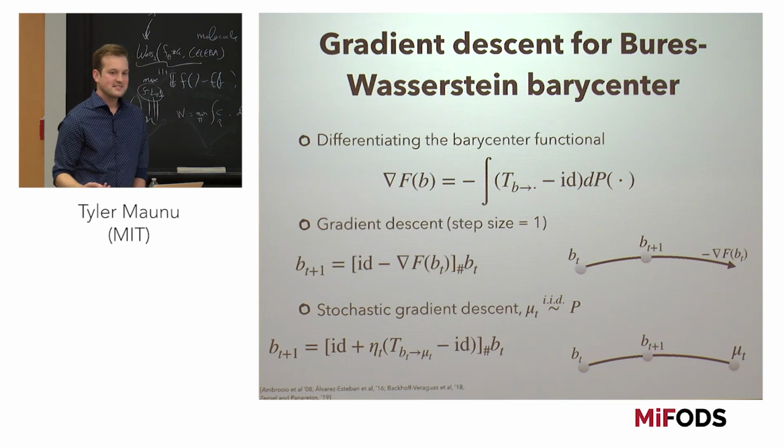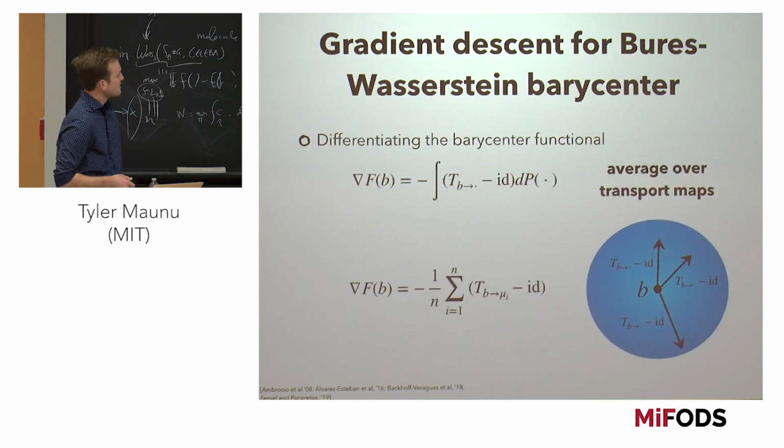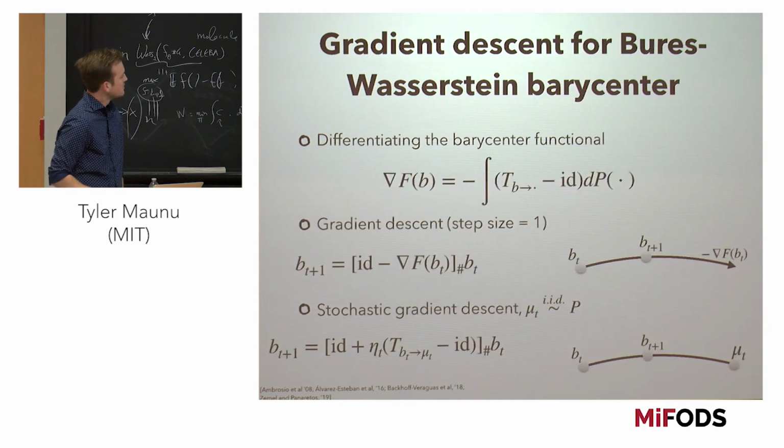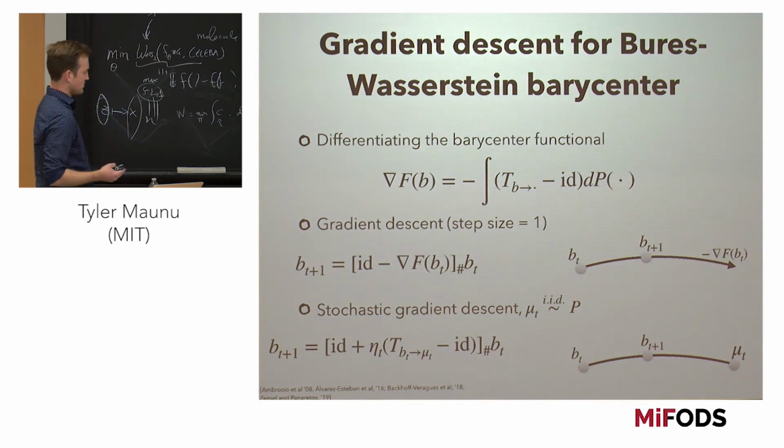Right, and then you can do gradient descent with this. This average of transport maps actually gives you a transport map back. So I differentiated the barycenter functional, and I can do gradient descent or stochastic gradient descent. Gradient descent just takes the form where I basically move in the direction of the minus gradient, right? I push my current measure b_t in this direction given by the minus gradient, and I move some distance, and I get out b_{t+1}.